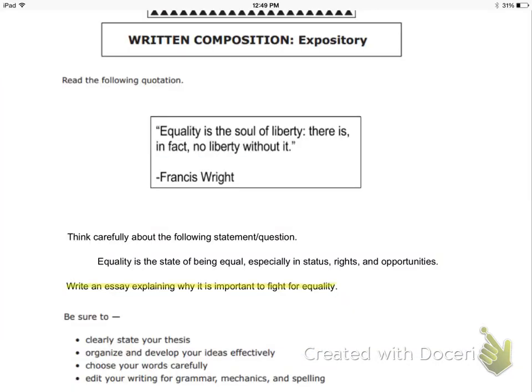Okay, so we're going to focus on this particular prompt. Now, make sure that you guys remember that when you're looking at the expository essay prompt, don't focus on the quotation, don't focus on the think statement, but focus on the write. And this prompt is asking us to write an essay explaining why it's important to fight for equality. So, let's go ahead and start our Frayer model.